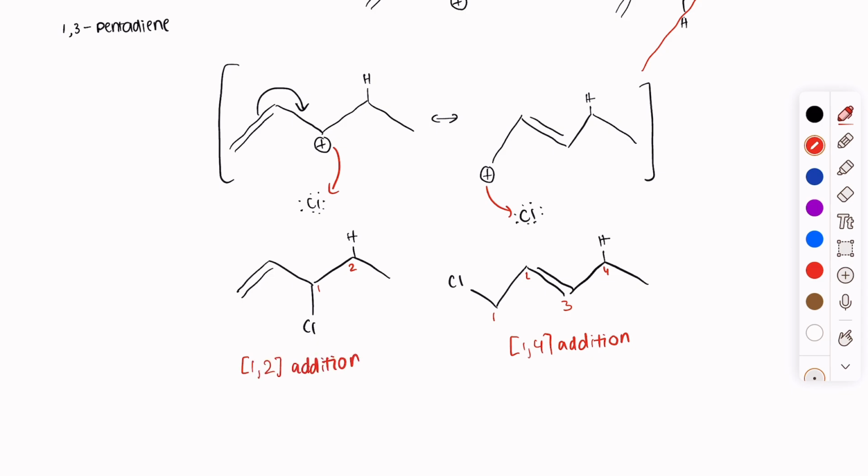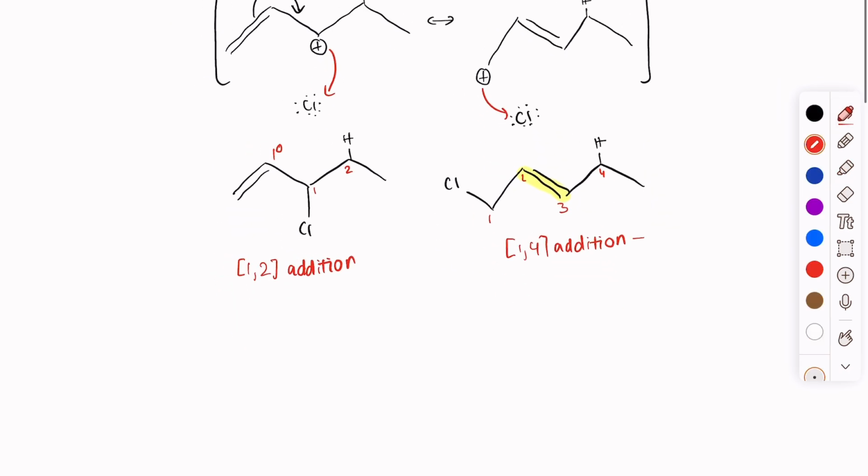And noticing on this compound right here, it is not the most substituted alkene. It is only monosubstituted. On this compound, I would say actually, this alkene is disubstituted. So it is going to be the most stable product in this reaction. And it is also going to be your thermal product.